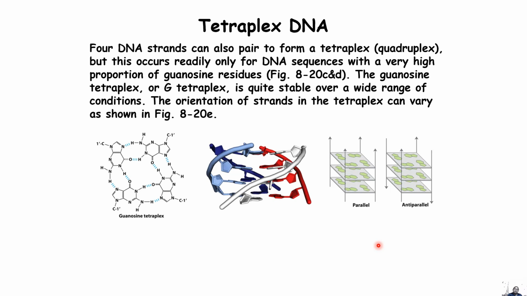Apparently, we have something called tetraplex DNA also, where four DNA strands can pair to form a tetraplex or quadruplex, and this occurs readily only for DNA sequences with a very high proportion of guanosine residues. So, the guanosine tetraplex or G tetraplex is quite stable over a wide range of conditions. Okay.